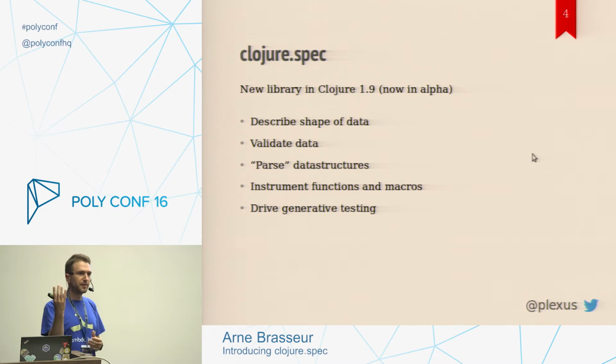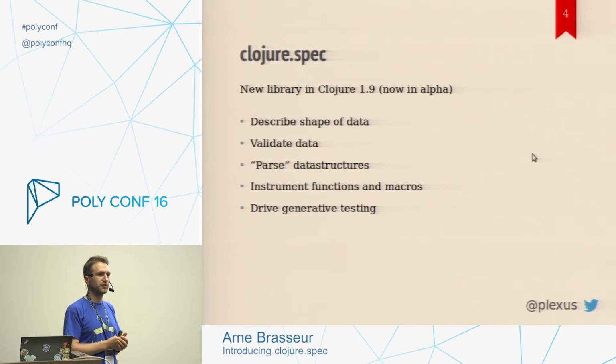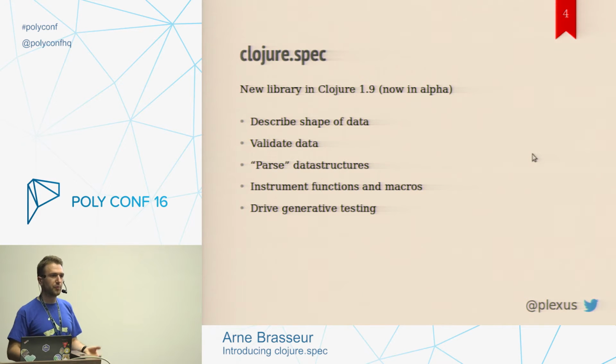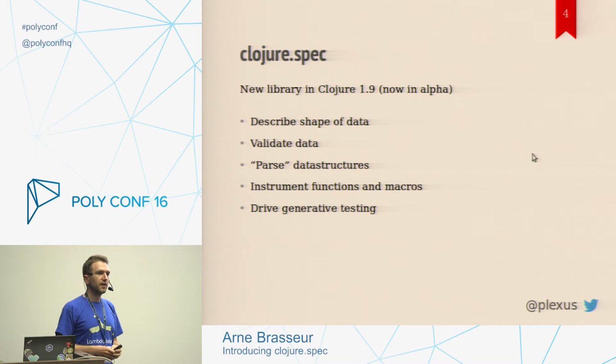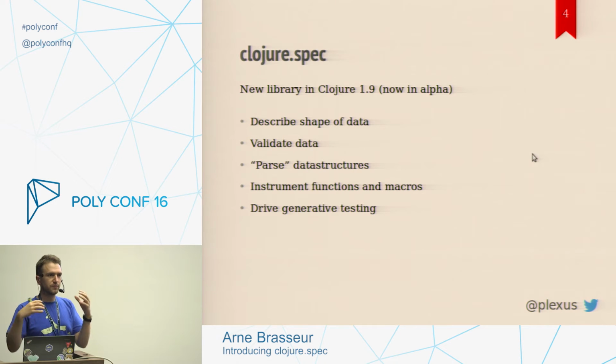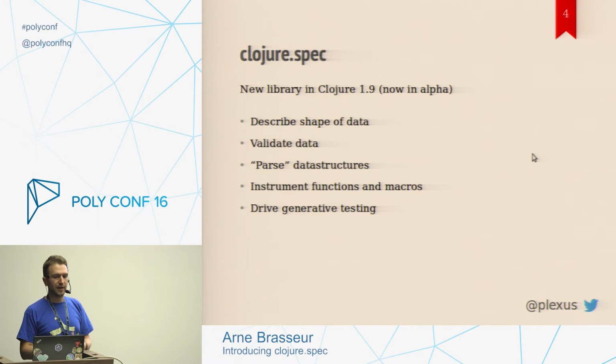In the upcoming version of Clojure, currently still 1.8 but the 1.9 version is in alpha, there's going to be a new library that ships built in with Clojure called clojure.spec. What it basically does is give you a syntax for describing your data, describing the shape of your data, describing what valid values are. It's kind of like a schema language.